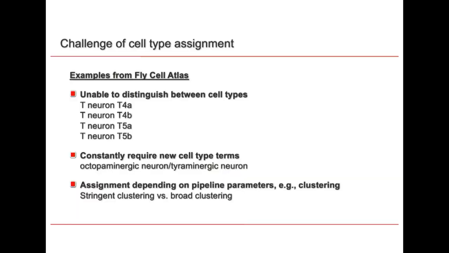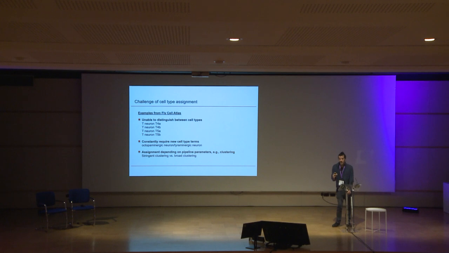And then again, taking the example of the Fly Cell Atlas, they applied different types of clustering, what they call a stringent clustering and a broad clustering. The results are very different depending on the clustering you use. That's why we feel it's very important to also capture the information about the analysis pipeline, because it highly impacts your result.